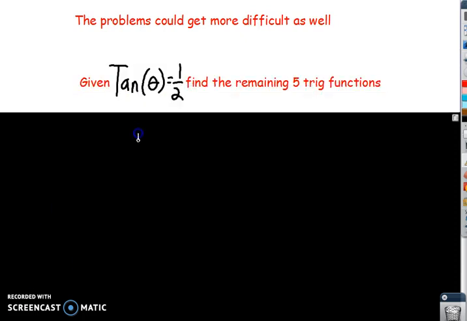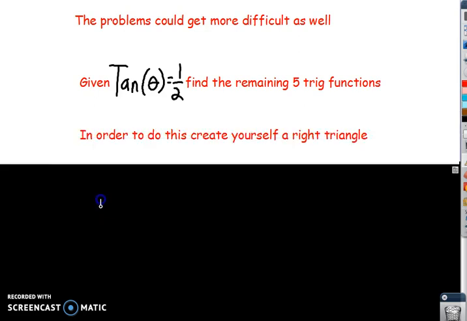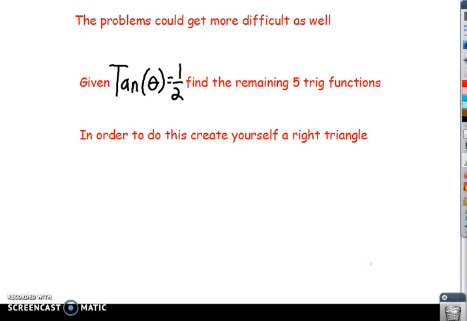Now, the problems could get more difficult as well. What they could ask you is, given that tangent of theta equals 1/2, find the remaining 5 trig functions. We need to create ourselves a right triangle. Why a right triangle? Well, besides the fact that this is right triangle trig, that's the only thing we really know how to deal with. I know the definition for tangent if it's a right triangle. So I'm going to create myself a good old-fashioned right triangle here.